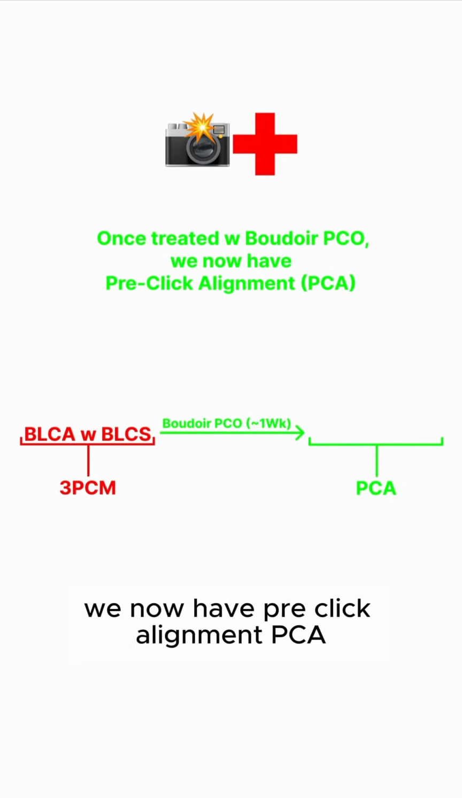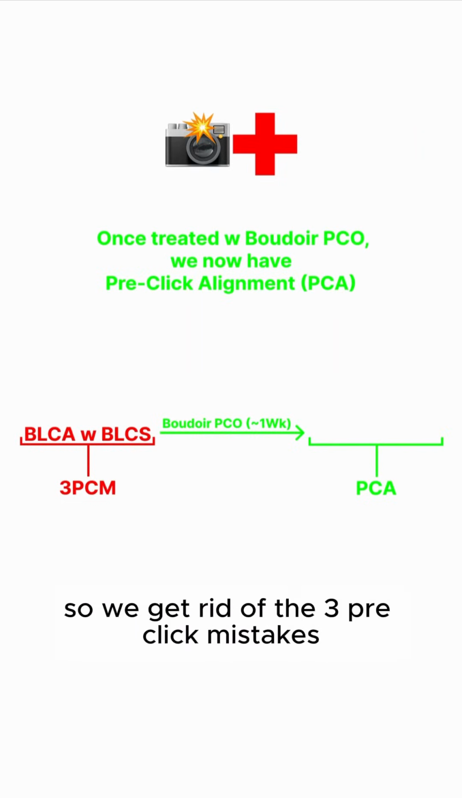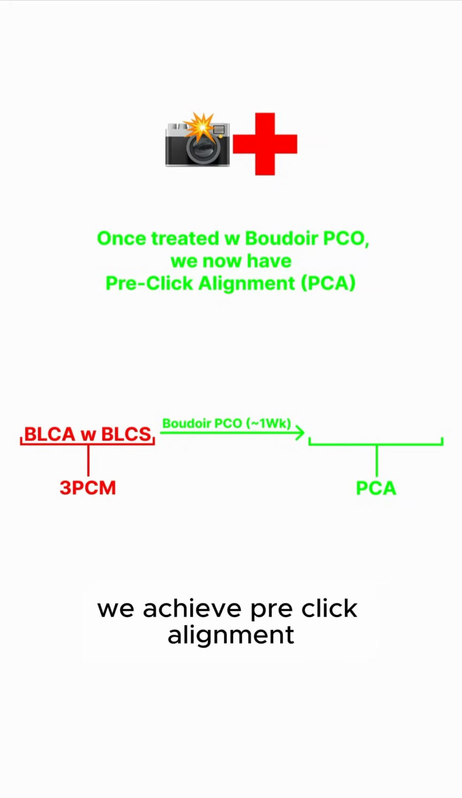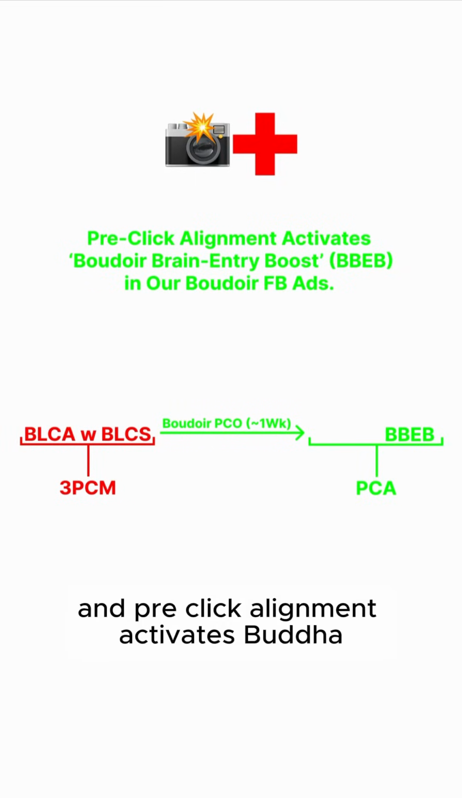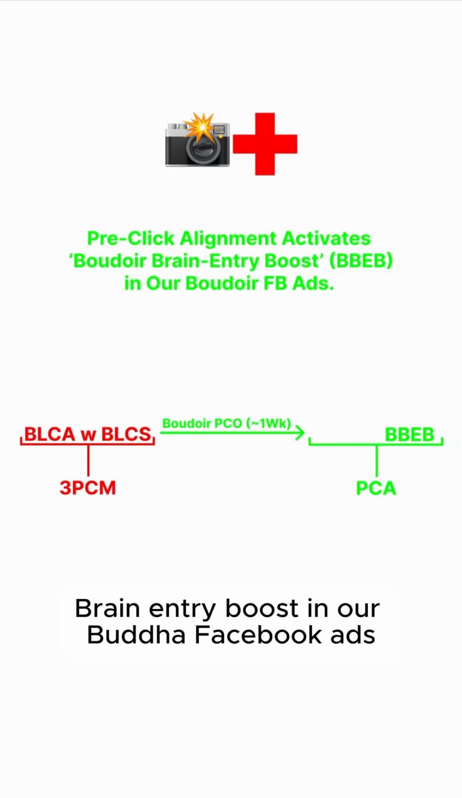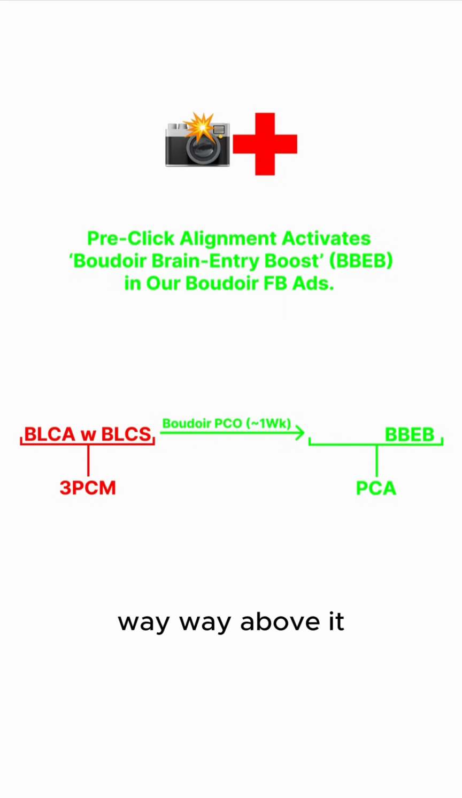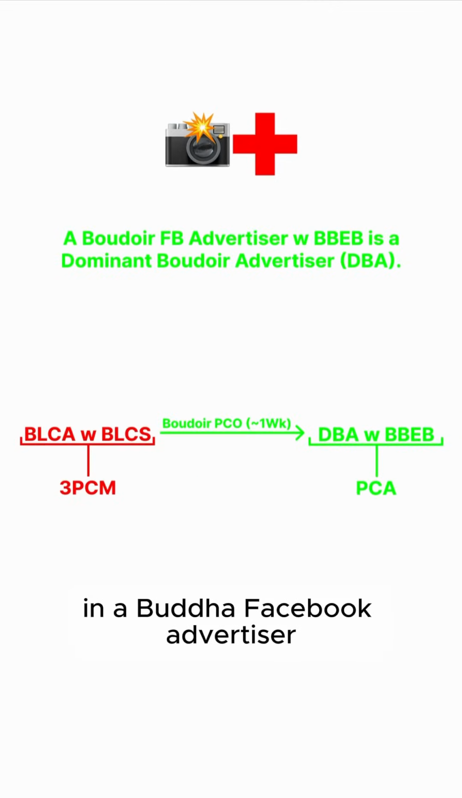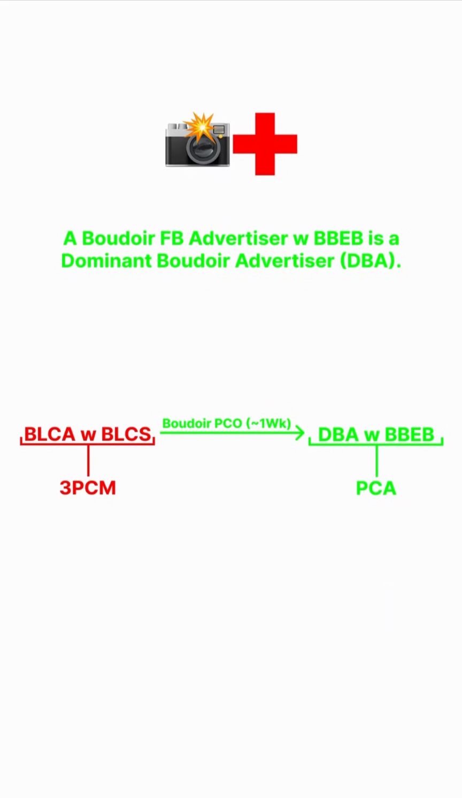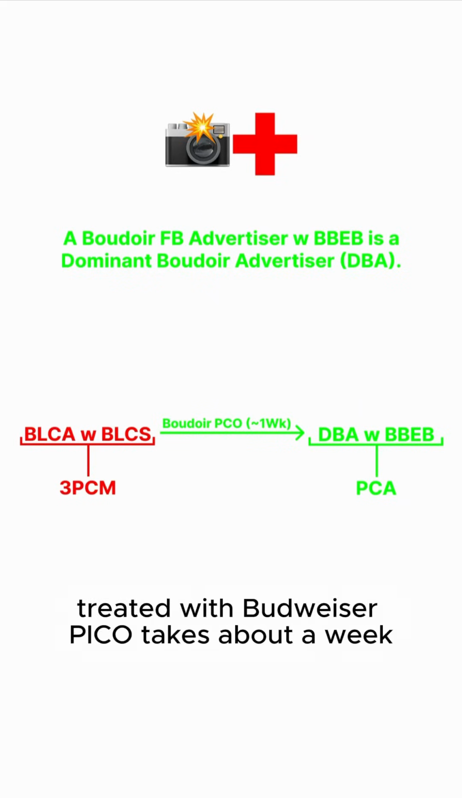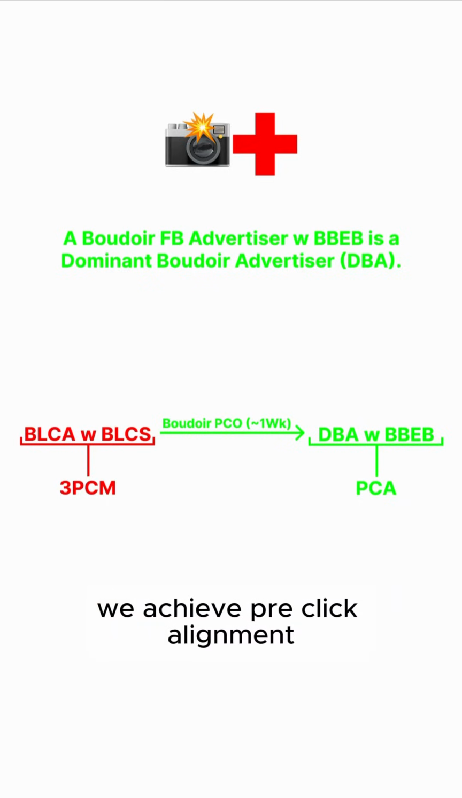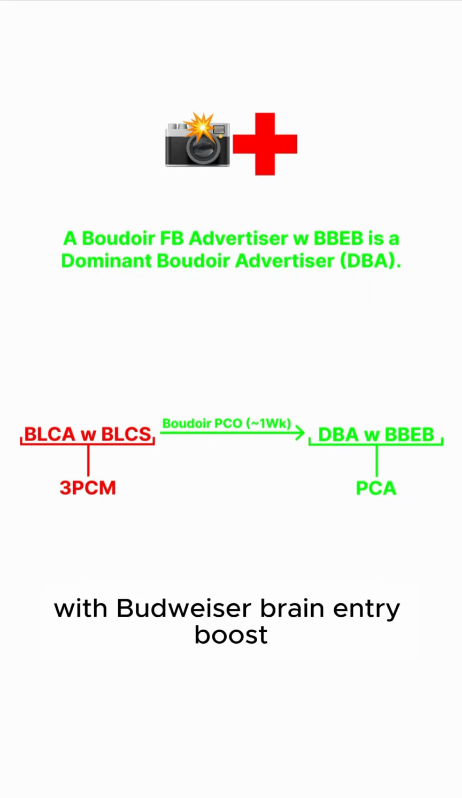Now, once treated with Boudoir Pico, we now have pre-click alignment, PCA. So we get rid of the 3 pre-click mistakes. We achieve pre-click alignment. And pre-click alignment activates Boudoir brain entry boost in our Boudoir Facebook ads. Basically, we get our unique CTR above 6%, ideally way, way, way above it. And a Boudoir Facebook advertiser with Boudoir brain entry boost is a dominant Boudoir advertiser, a DBA. So this is our universe. We got BLCA with BLCS. It's caused by the 3 pre-click mistakes. We get treated with Boudoir Pico, takes about a week. We achieve pre-click alignment. We become a dominant Boudoir advertiser with Boudoir brain entry boost.